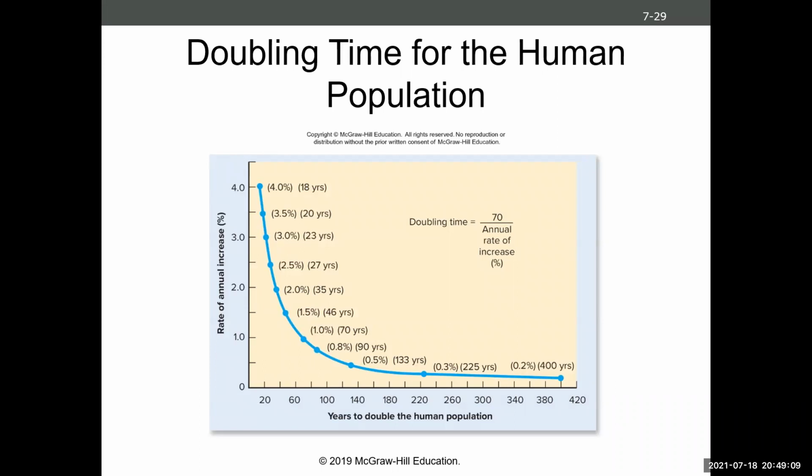And so, here's a doubling time. Based off of whatever your rate of annual increase is, this is what your doubling time looks like. So, years to double the human population. If we're sitting at 2%, we're looking at 35 years. 4% is every 18 years. And if it's lower, it's even longer. But doubling time is relatively fast for a human population.